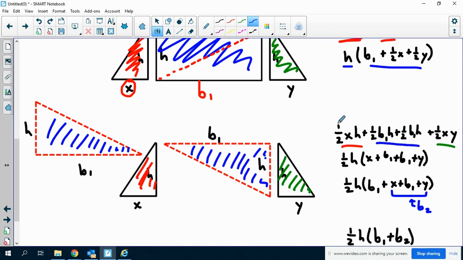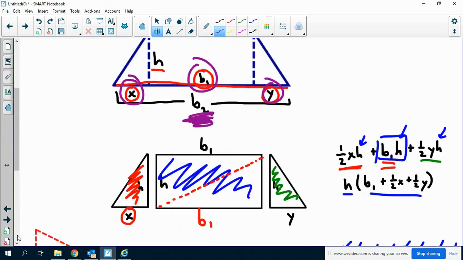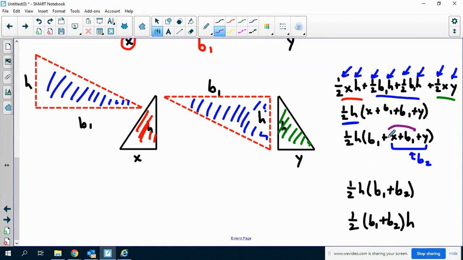So now what I notice is that there's a 1/2 and an H in all of the terms. So I can factor out a 1/2 H. And then I'm left with X plus B1 plus B1 plus Y on the inside. Now, if I regroup these, notice that X plus B1 plus Y, if I added all 3 of these things together, that was B2 in my original figure. So I'm going to rewrite this as B2.